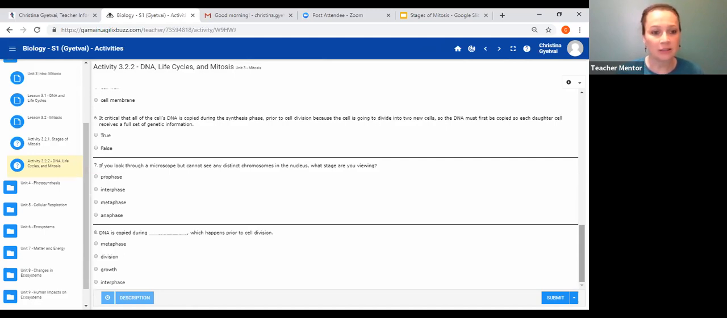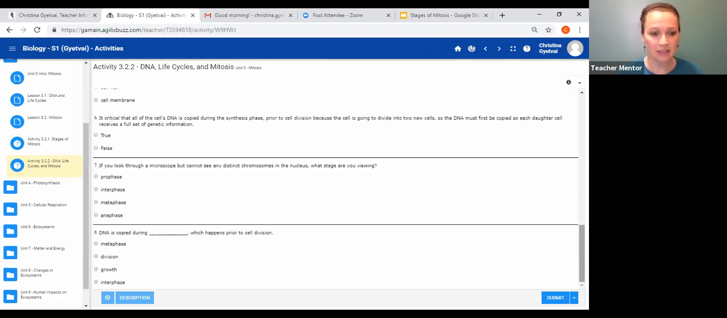All right, so if you look through a microscope but cannot see any distinct chromosomes in the nucleus, what stage are you viewing? Prophase, interphase, metaphase, or anaphase? I don't see any chromosomes when I look in the nucleus. If I don't see any chromosomes, it's going to be the cell's resting phase, which is interphase.